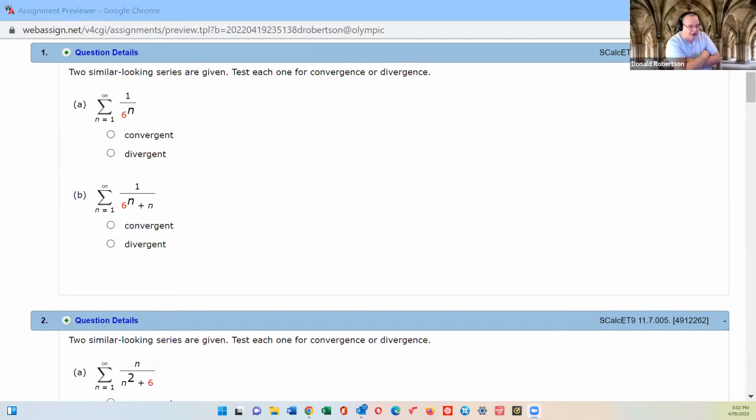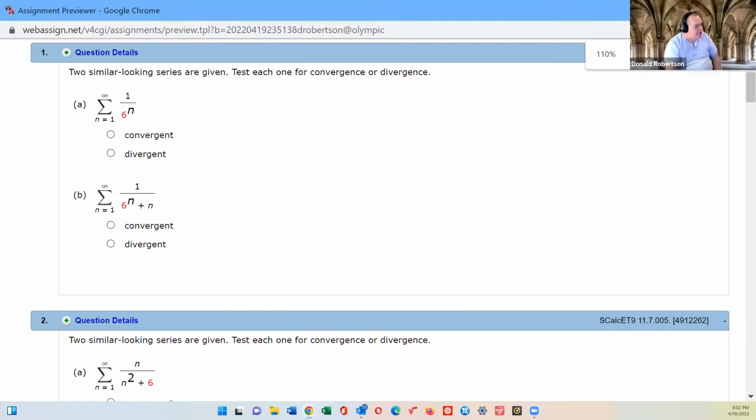So we have a list of tests in no particular order. We have the divergence test, the P-series test, the geometric series test, alternating series, comparison test, limit comparison test, integral test, telescoping series, ratio test, and root test. I think I got them all. So let's make that even bigger.